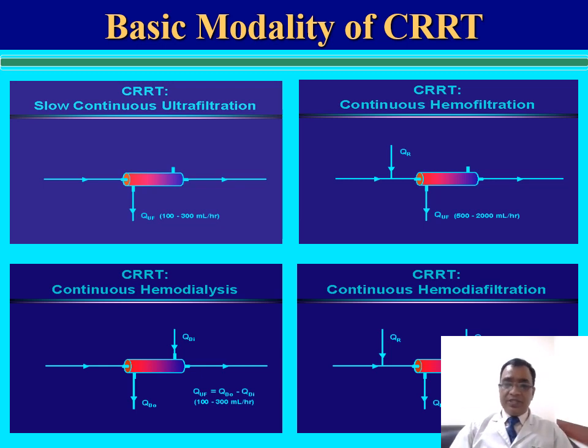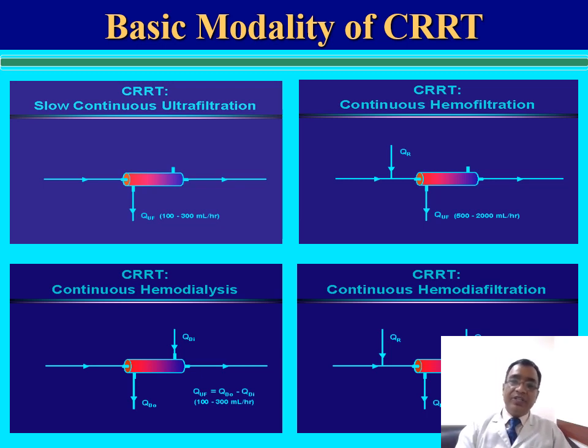Just combining all these things together, we can quickly revise. From the patient to the patient with only ultrafiltration, this is called SCUF, slow continuous ultrafiltration. From the patient to the patient, ultrafiltration is happening and an equal amount of fluid is going into the patient circulation. This is called hemofiltration. From the patient to the patient, with reference fluid in the form of dialysate going into the membrane and the effluent coming out from the membrane, this is called continuous hemodialysis, CVVHD.